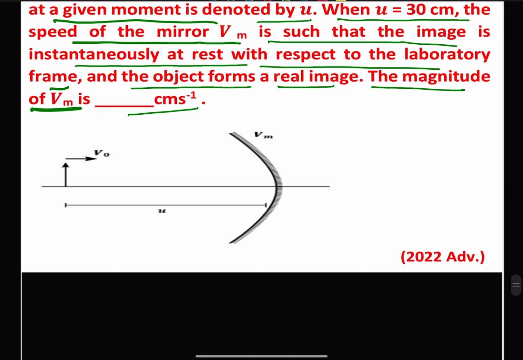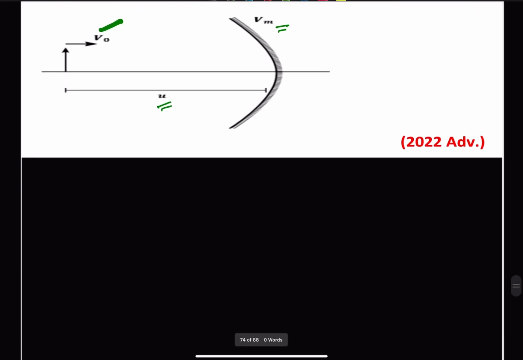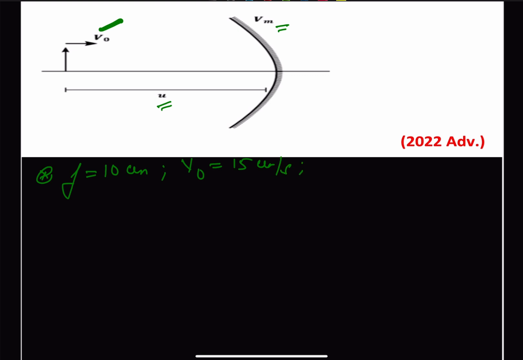So we are given this figure. So we have a mirror moving with velocity Vm and an object moving with velocity V0, and at a particular time the distance between the mirror and the object is given as u. So we can write the given information: the focal length f is 10 centimeter, the velocity of the object v0 is 15 centimeter per second, and the distance between the object and the mirror at any particular time u is 30 centimeter.